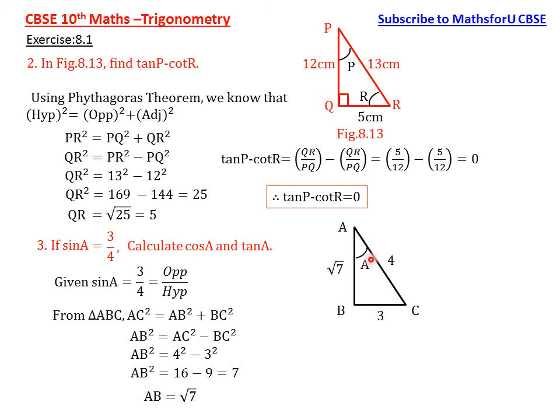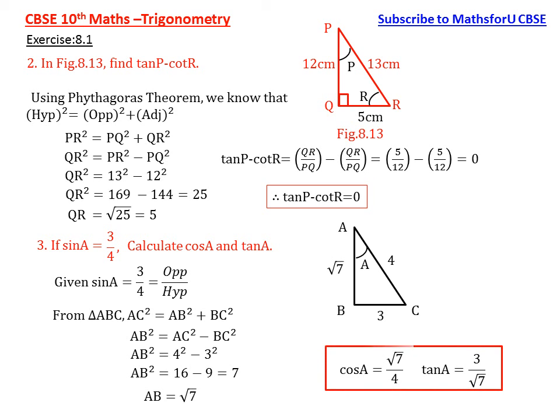Cos A will be what? Adjacent side by hypotenuse, root 7 by 4. And tan theta will be opposite side by adjacent side, so 3 by root 7. Cos A is equal to root 7 by 4 and tan A is equal to 3 by root 7. Here is the answer.